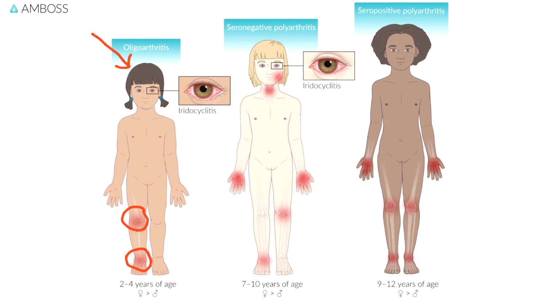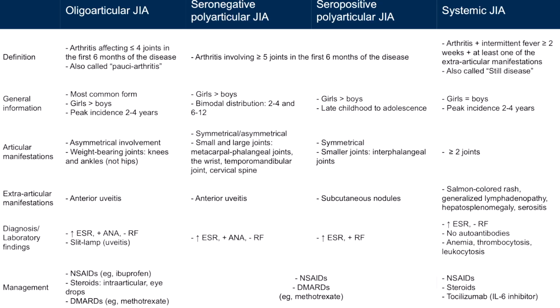Anterior uveitis can involve the iris only, when it is known as iritis, but can also extend to the ciliary body, and this is known as iridocyclitis. Lab results will show increased ESR, positive ANA, and negative rheumatoid factor. An ophthalmological exam using slit lamp is needed to diagnose the uveitis. Management of oligoarthritis JIA includes NSAIDs such as ibuprofen, intra-articular steroids, as well as steroid eye drops to treat the uveitis. Disease-modifying anti-rheumatic drugs such as methotrexate may also be used.